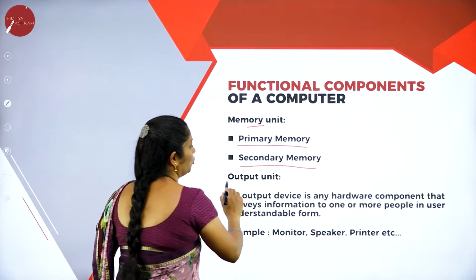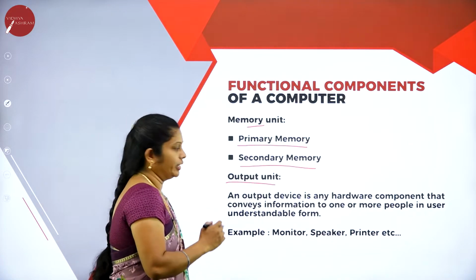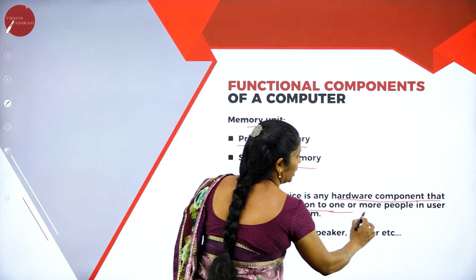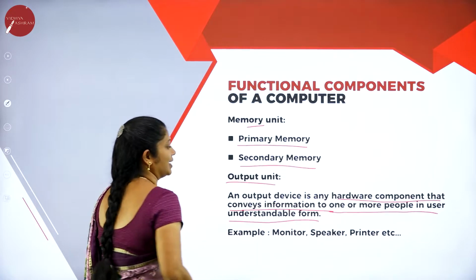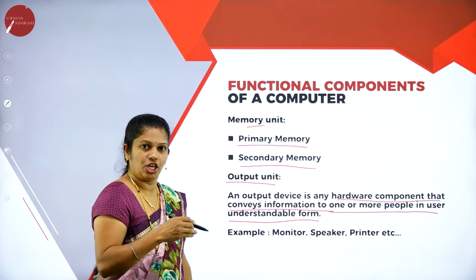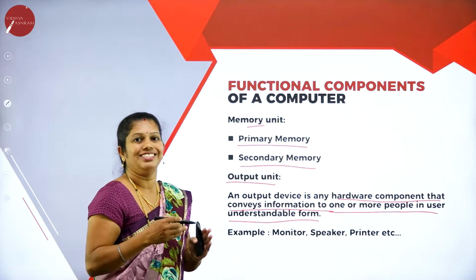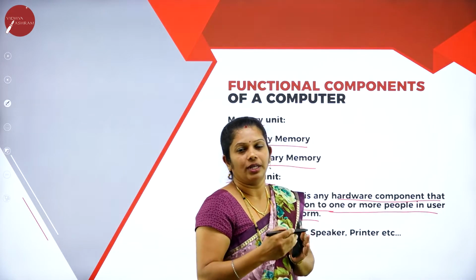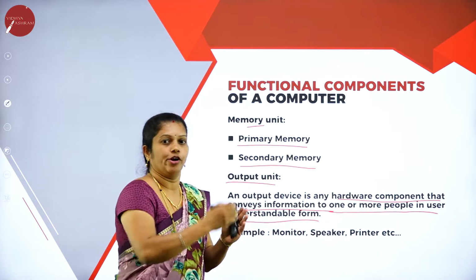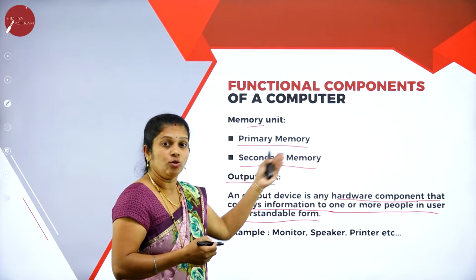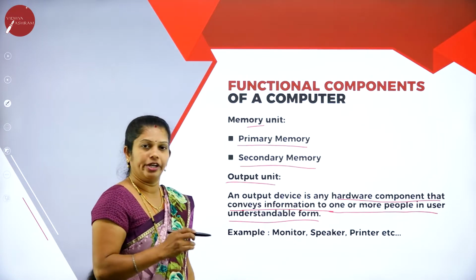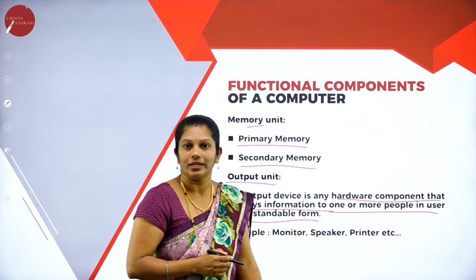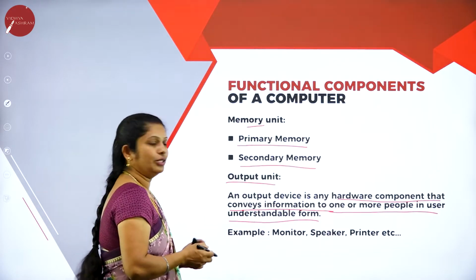And the last one is the output unit. An output unit or output device is any hardware component that conveys information to one or more people in a user-understandable form. In whichever form the user wants, in that format it will generate the result. Already I told you in the beginning, in the definition of a computer, it is an electronic device. It takes the data from the user and processes it. After processing, it will generate the result the way the user wants. In that way, by using output devices, the results can be generated. Examples are monitor, speakers, printer, plotters. These are examples of output devices.